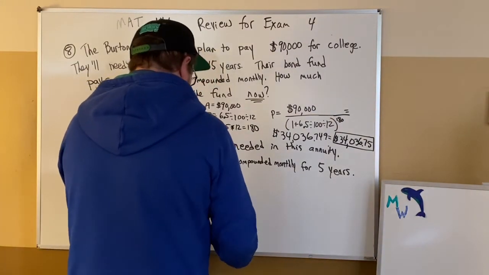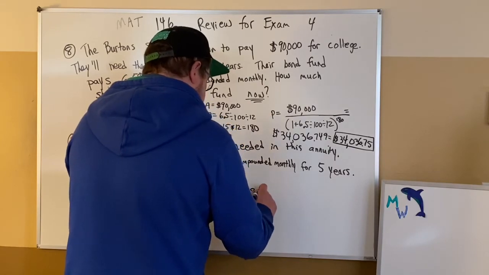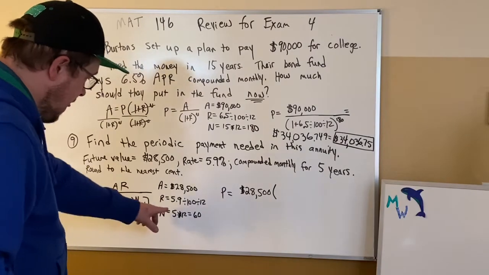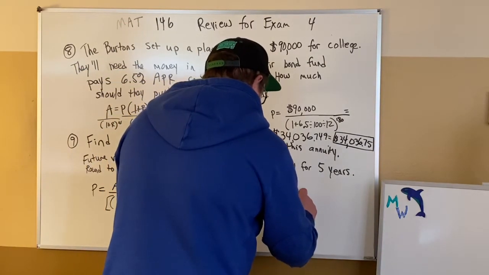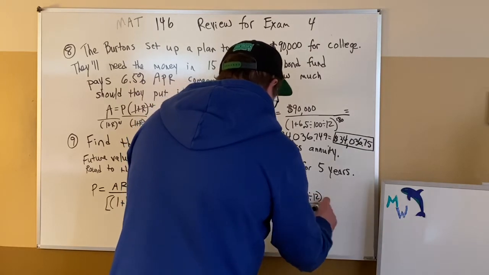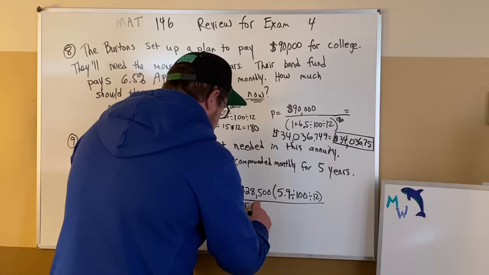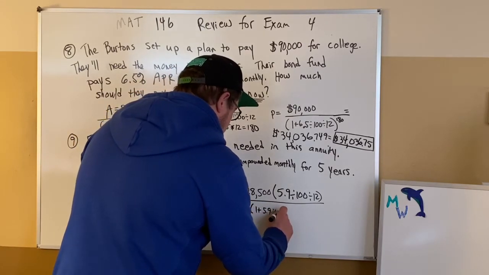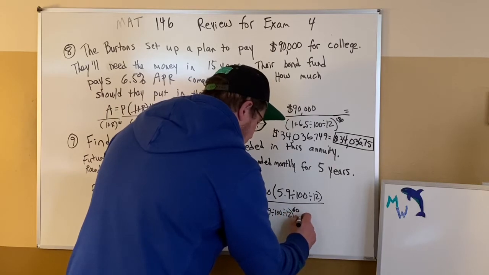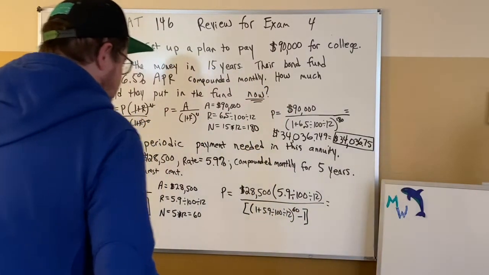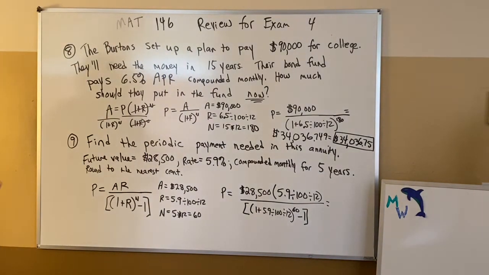P equals A, 28,500, times R, which is 5.9 divided by 100 for percent and divided by 12. Then in the denominator we're going to have square brackets around 1 plus 5.9 divided by 100, divided by 12, close the parentheses, raised to the power of 60 payments, with a minus one. So up top, we have 28,500 times 5.9 divided by 100 and divided by 12.